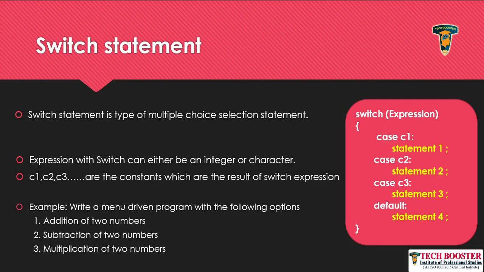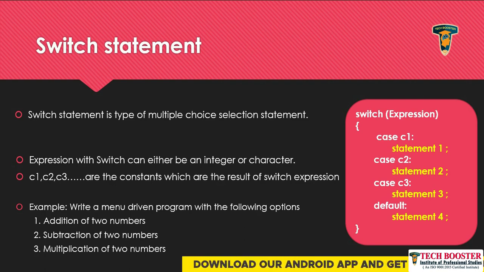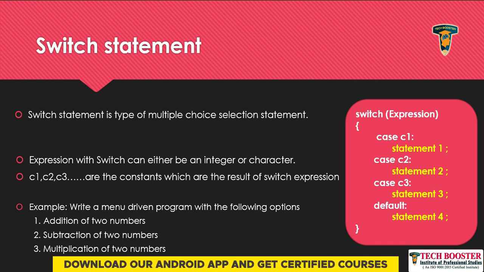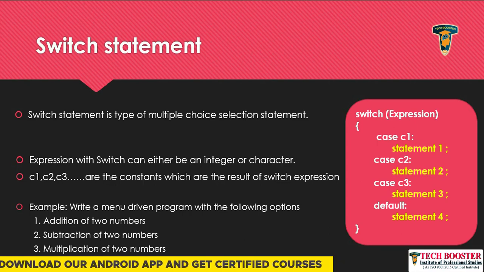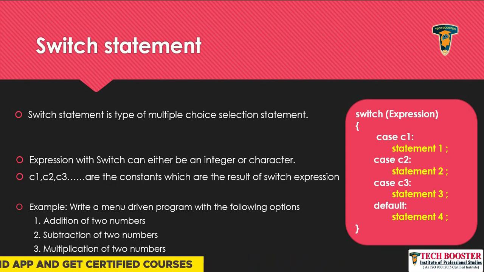So here you can see this is my example. My example is: write a menu driven program with the following options. Here we are given three menus. For number 1 we have addition of two numbers, for number 2 we have subtraction of two numbers, and for number 3 we have multiplication of two numbers. Here we are giving our users three different options or menus, and just by pressing either of these menus our user can get different output.